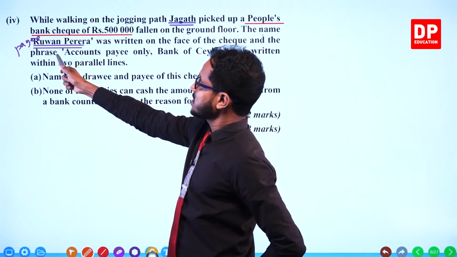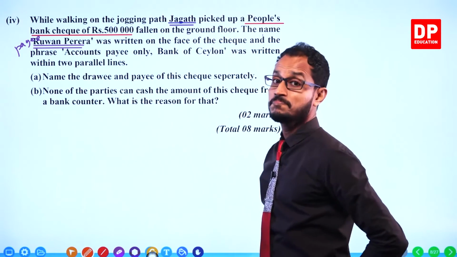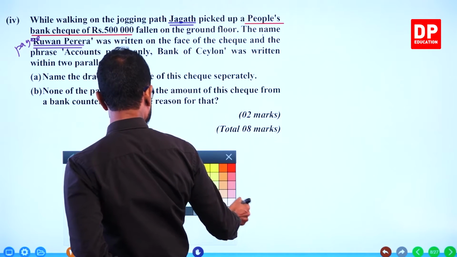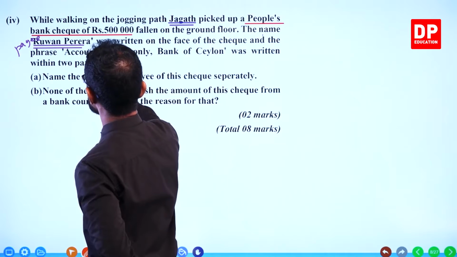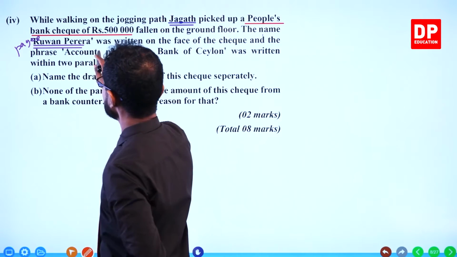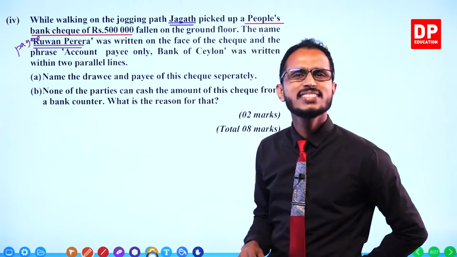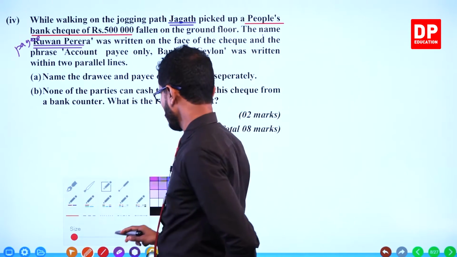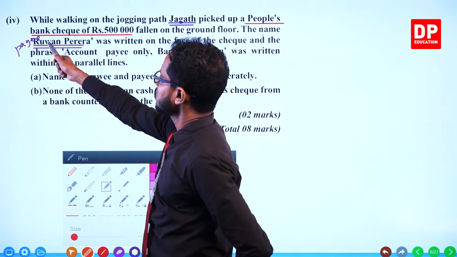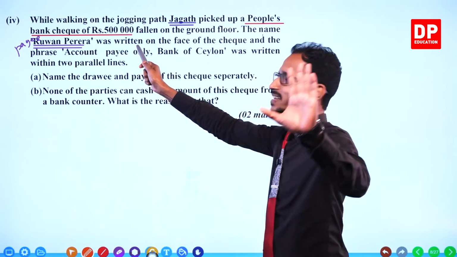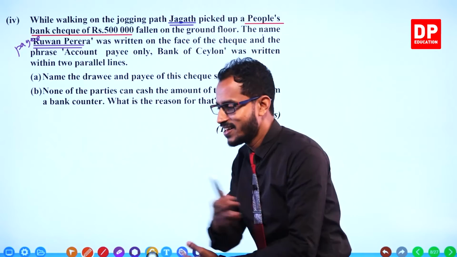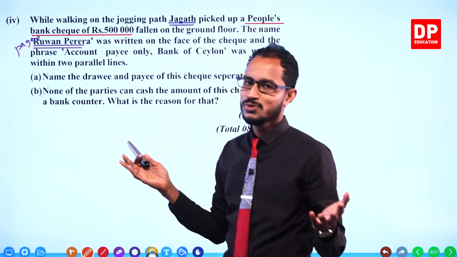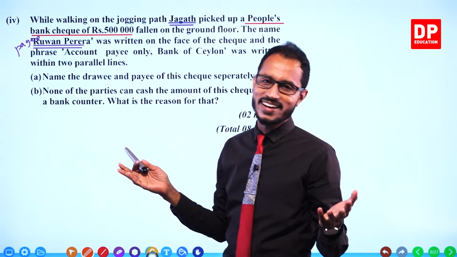And the phrase "account payee only" means the check will be deposited only to his account. That means only to Ruan Pereira's account. Jagat can't take the money. There's no use of the check for Jagat.